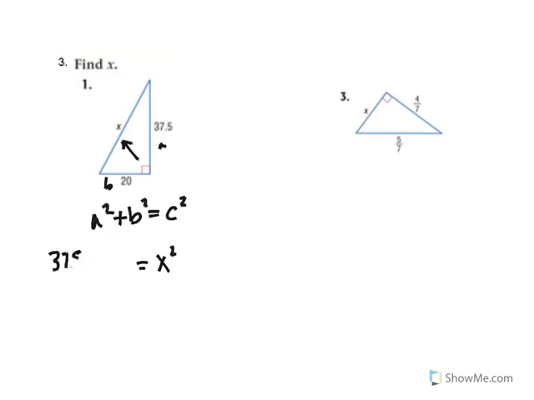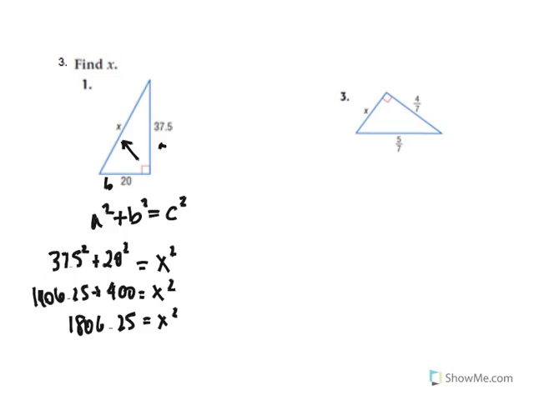And we get 37.5 squared plus 20 squared equals x squared. So 37.5 squared gives me 1,406.25. 20 squared gives me 400. I add those both together. I get 1,806.25 equals x squared. In order to undo the exponent, I take the square root of both sides, and I get x equals 42.5.